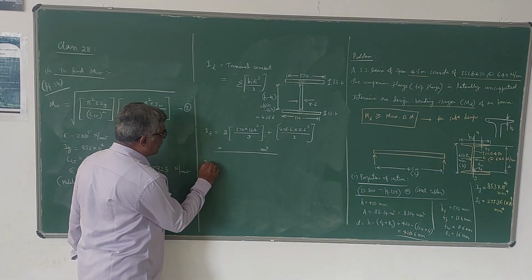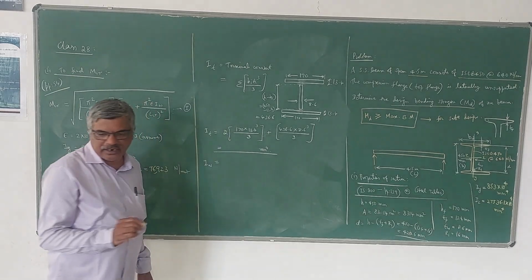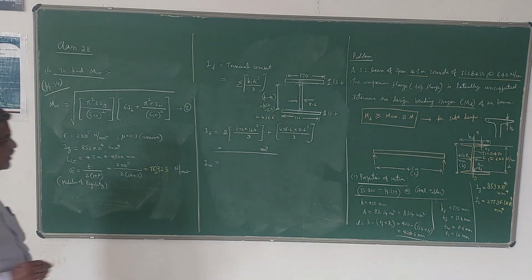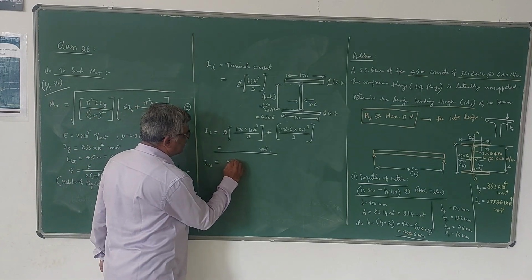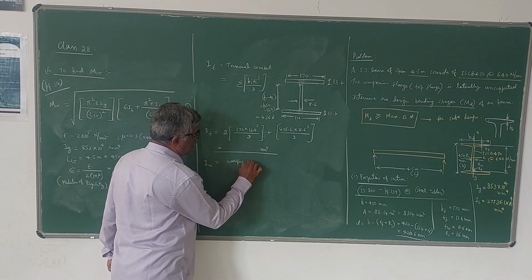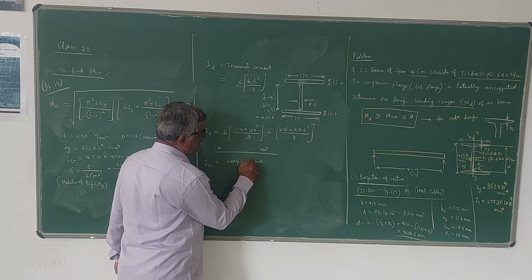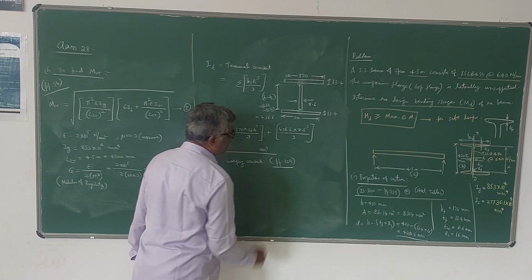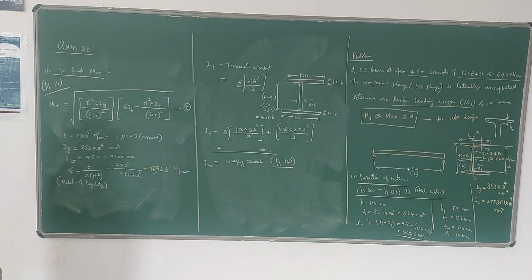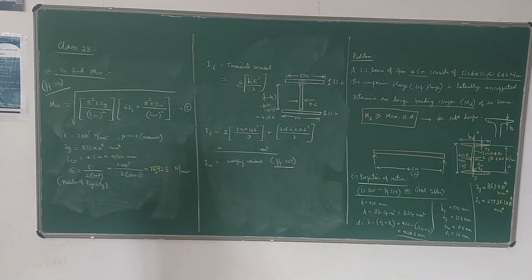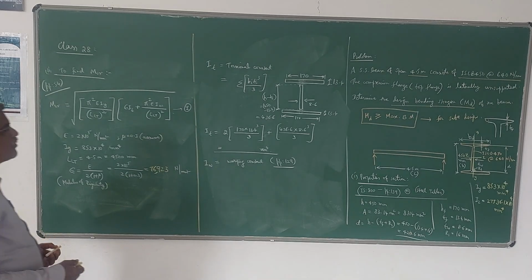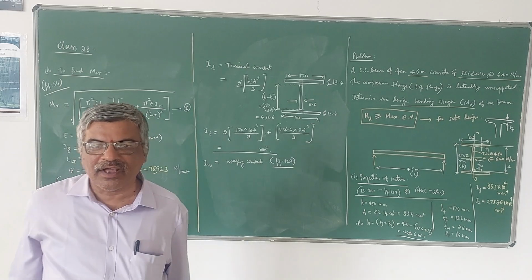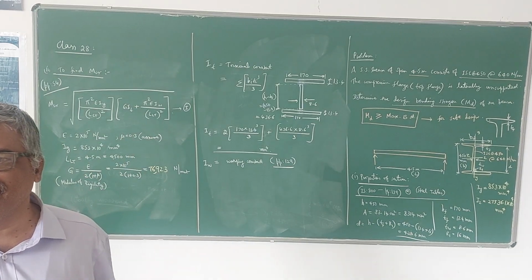Then we calculate IW, the warping constant. This equation is given on page 129 of the book. Warping constant. What is the value of this? You calculate it, calculate it.